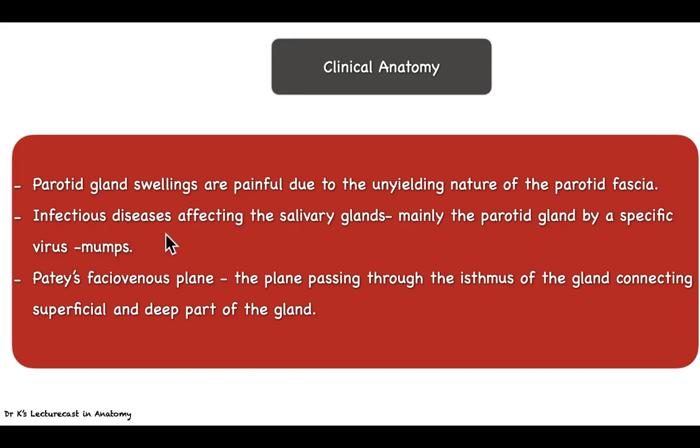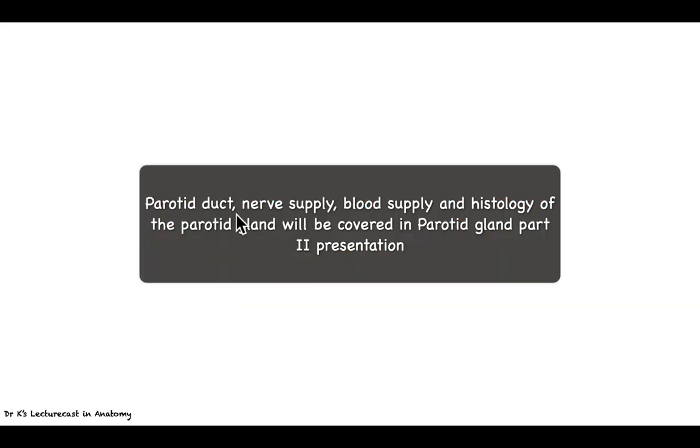What type of infectious disease can we expect which leads to parotid gland swelling? We call it mumps, caused by a specific virus. And there is a plane. We say the parotid gland also has a superficial and a deep part, and there is an isthmus connecting these two parts. The plane passing through this part we call Patey's faciovenous plane. The parotid duct, nerve supply and blood supply, and histology of the parotid gland I will cover in the parotid gland part 2 presentation.